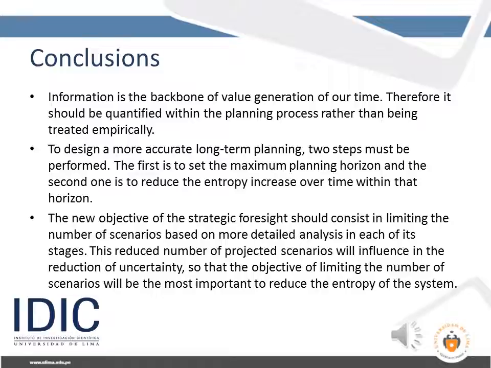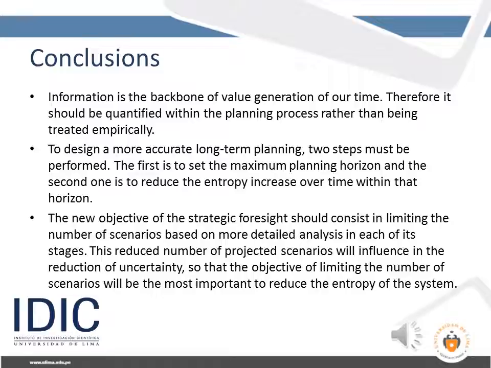So today there are two main steps that we have to take to design more accurate long-term plans. The first one is to set the maximum planning horizon. We have to measure how much information we have, and with that we can calculate for how much time we can plan with certainty before the environment changes and all of our assumptions are obsolete.